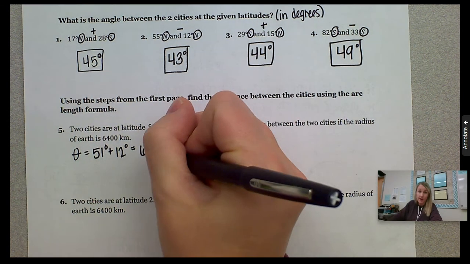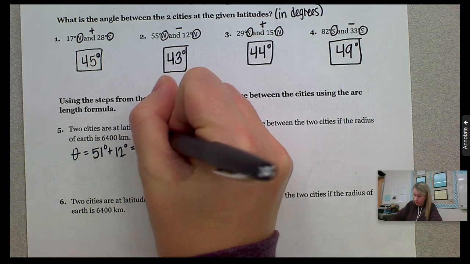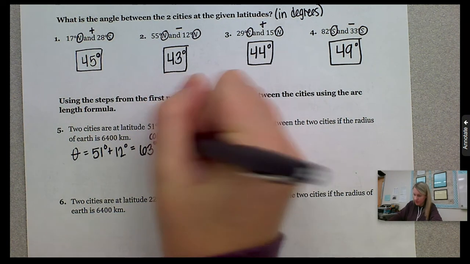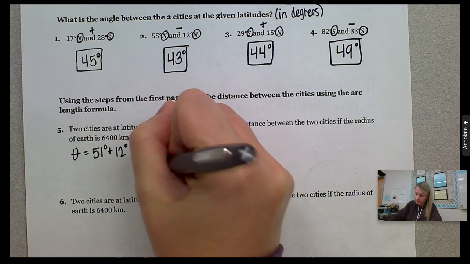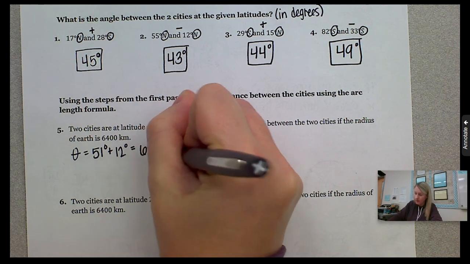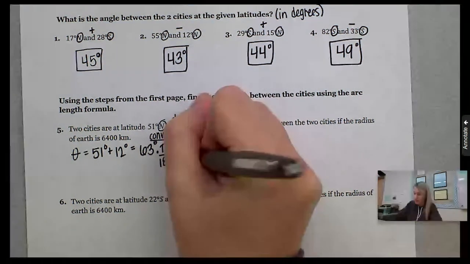So I'm just going to work right off here. 63 degrees. I'm going to convert it now. I'm going to multiply by pi over 180. I'll get 63 pi over 180.